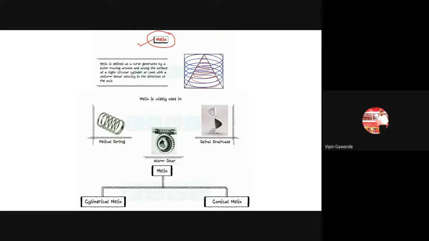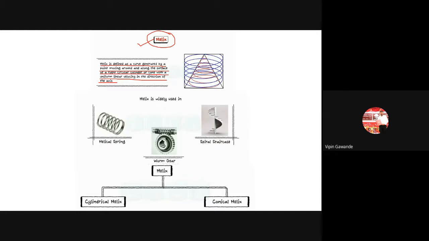So what is meant by helix? Helix is defined as the curve generated by a point moving around and along the surface of a right circular cylinder, or the cone, with a uniform linear velocity in the direction of the axis. So what does this mean? This is our cone and this is our cylinder. The outside is the cylinder and the inside is the cone. Now if you see here, the red line and the blue line are the curves. We call that curve a helix.